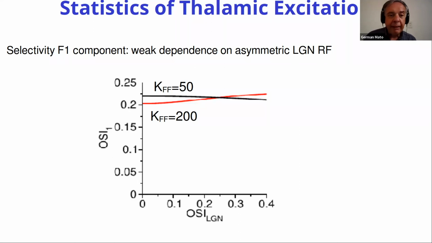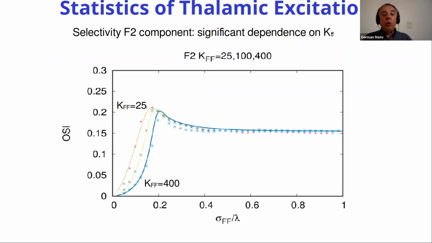invariant. For the F2 component, we have selectivity, but again, there's a strong dependence on KFF. Here I'm comparing KFF 25, 100, and 400, and selectivity goes down as I increase the size.